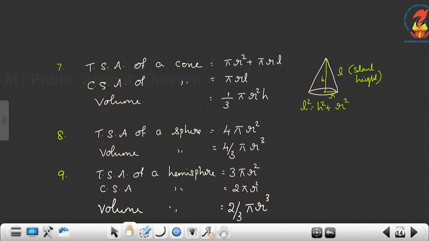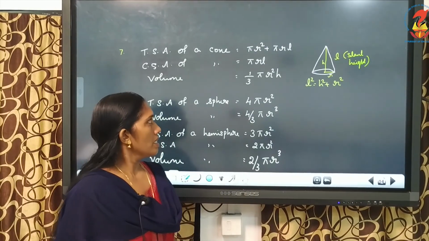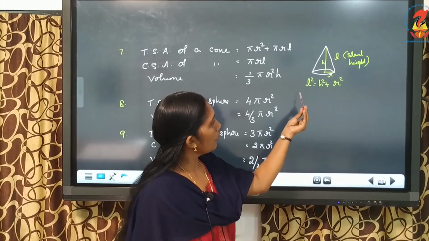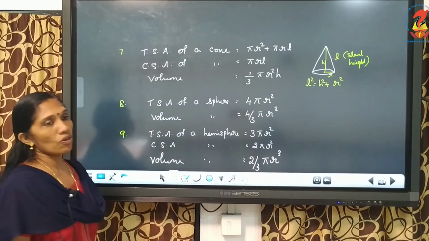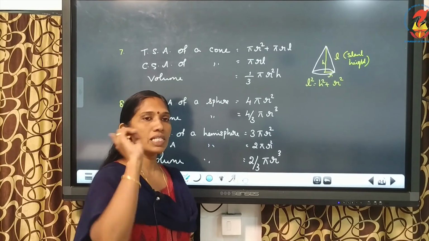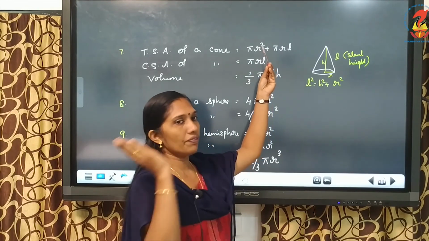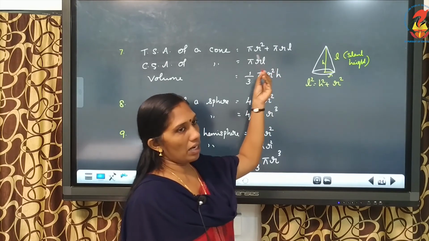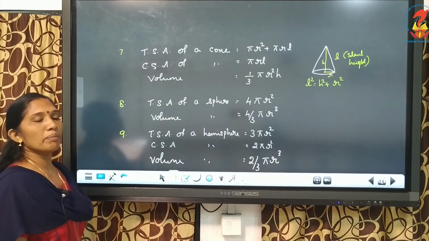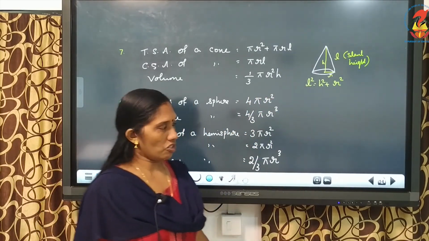Now cone, TSA of a cone. For a cone we have height, radius, and that one is slant height. So there is a relation: l square is equal to h square plus r square. Now what is TSA of a cone? For a cone there are 2 faces, 1 curved face and 1 base. Base area is pi r square and curved face area is pi r l. So CSA means it is pi r l. The volume of a cone is 1 by 3 of the volume of a cylinder, that is the relation. So 1 by 3 pi r square h.